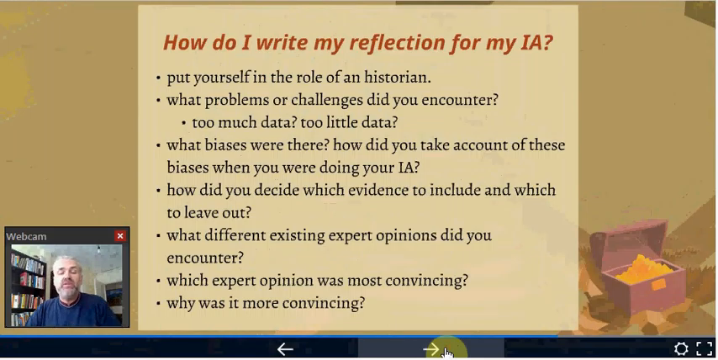So did you encounter different expert opinions? Hopefully yes. If you didn't, then probably something is wrong. And which of these opinions was most convincing? And why was it more convincing?